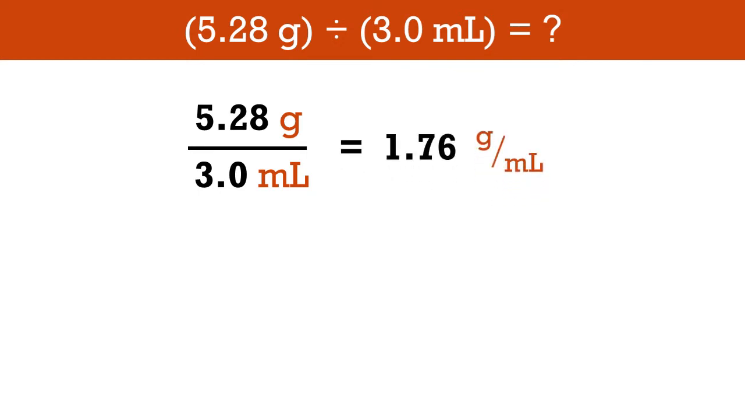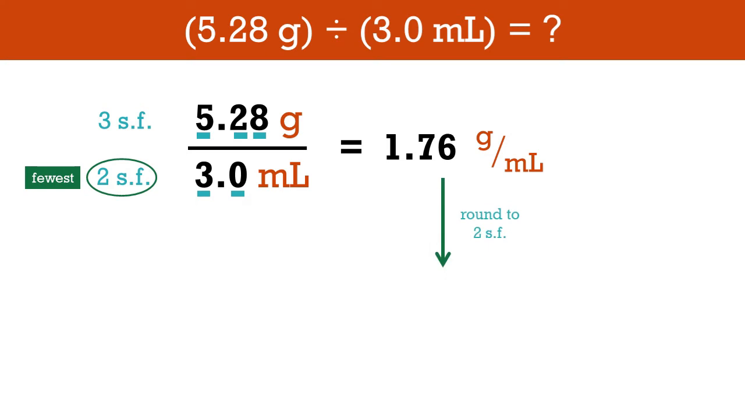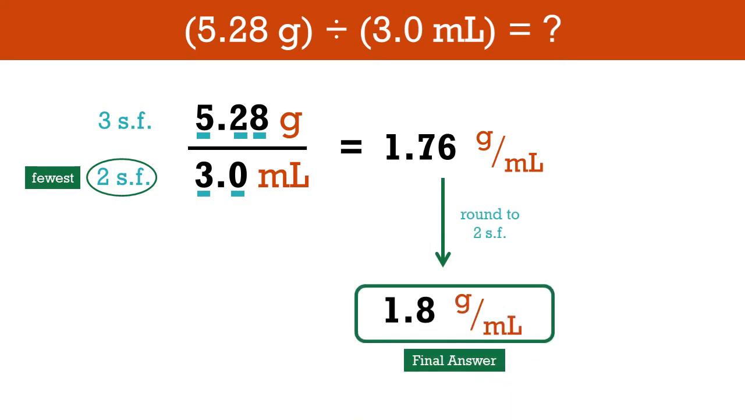The second step is we count the number of significant figures in each of the original measured numbers. In 5.28 grams, there are 3 significant figures. In 3.0 ml, there are 2 significant figures. Again, the rule states that the answer should be rounded to the same number of significant figures as the measurement with the fewest number of significant figures. In this case, the fewest number of significant figures is 2. Therefore, we need to round the answer to 2 significant figures. By rounding, the final answer would be 1.8 grams per ml.